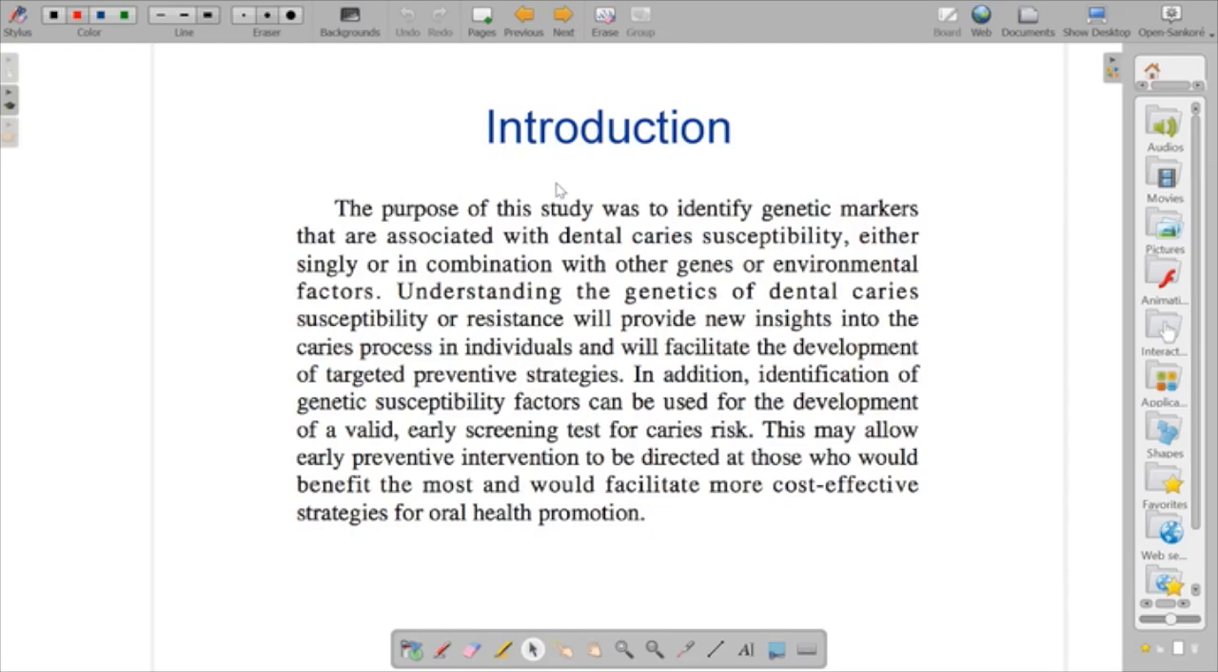They tell us in their introduction, as we learned that we should do, what the purpose of this study is, what their research question is. They are interested in identifying whether there are genetic markers that are associated with dental caries or dental caries susceptibility. That seems to be the thing they outline in the introduction.